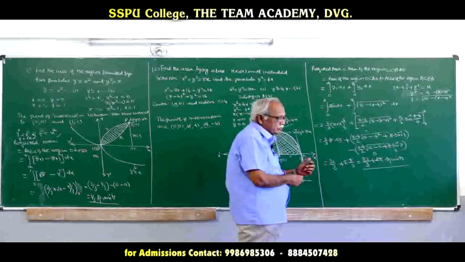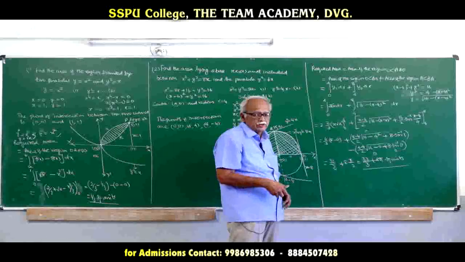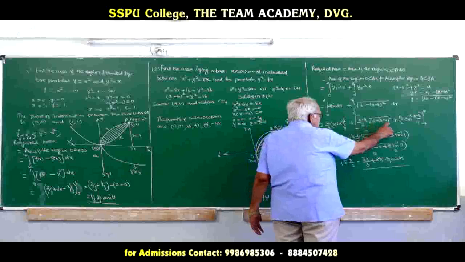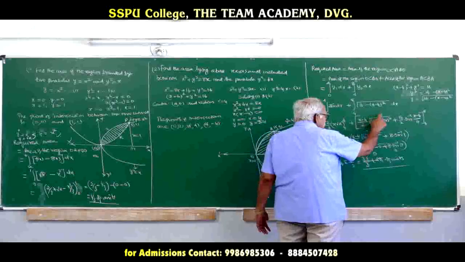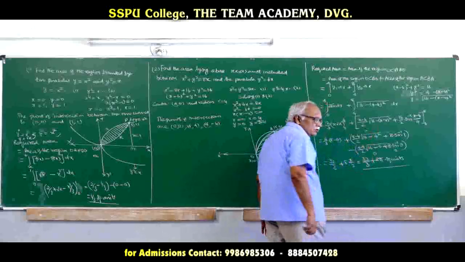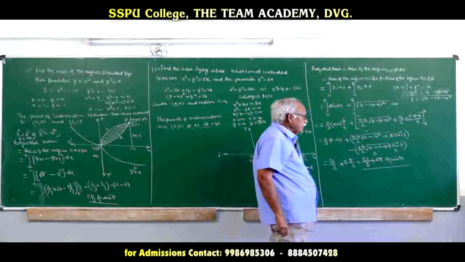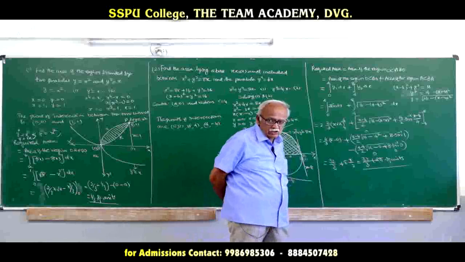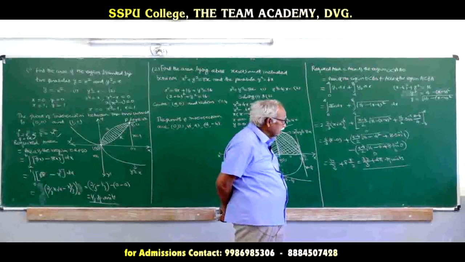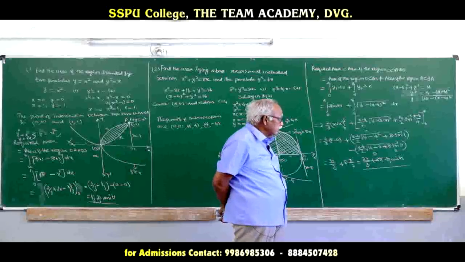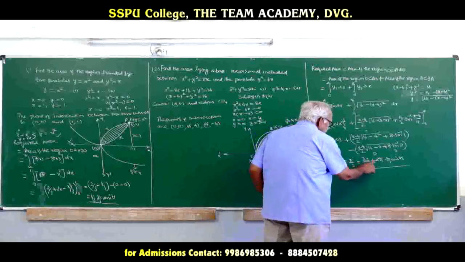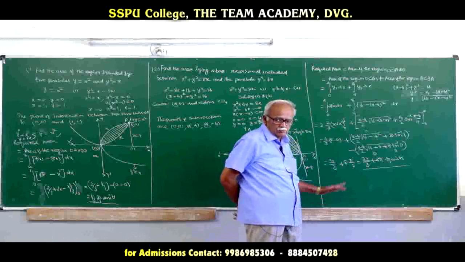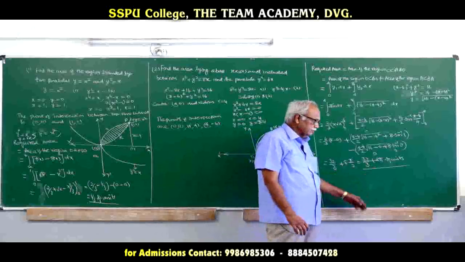What is the formula? Integral of root of a square minus x square is x by 2 into square root of a square minus x square plus a square by 2 into sin inverse of x by a. Here x is taken as x minus 4, so (x minus 4) by 2 into root of 16 minus (x minus 4) whole square plus 16 by 2 into sin inverse of (x minus 4) by 4. Then substitute it and simplify. We get the answer as 32 by 3 plus 4 pi square units.